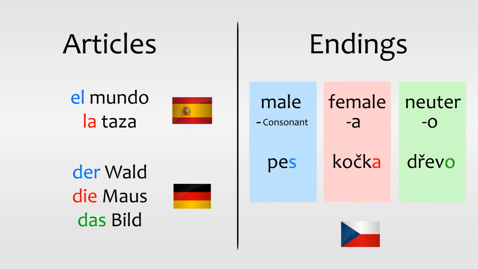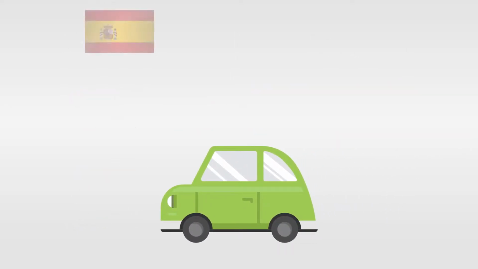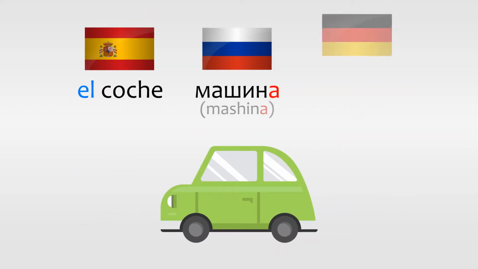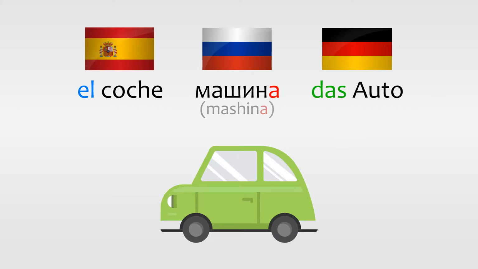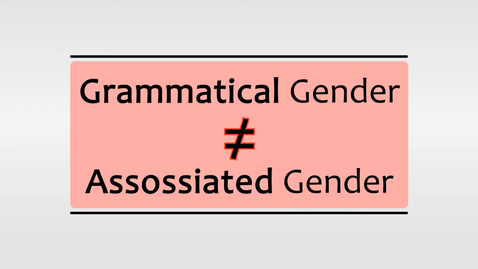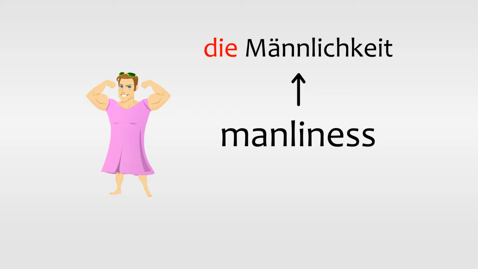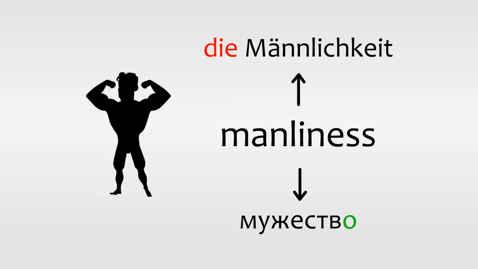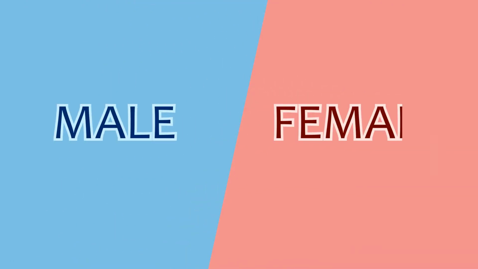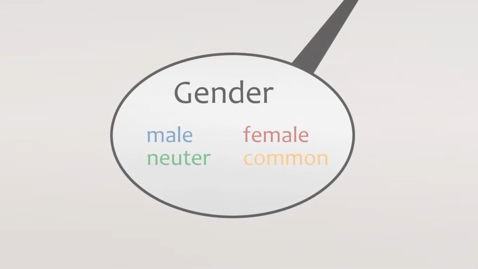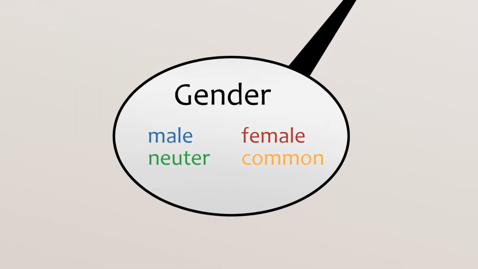Now the funny thing with genders is that they vary massively between languages. A car is male in Spanish, female in Russian and neuter in German, which perfectly proves the point that grammatical gender has nothing to do with the potentially associated gender of a thing. The word manliness in German, for example, is female and neuter in Russian. Of course, an exception to this rule is biological gender, male and female. But this is just a tiny part of the equation, although 1/4 of the world's languages utilize genders.